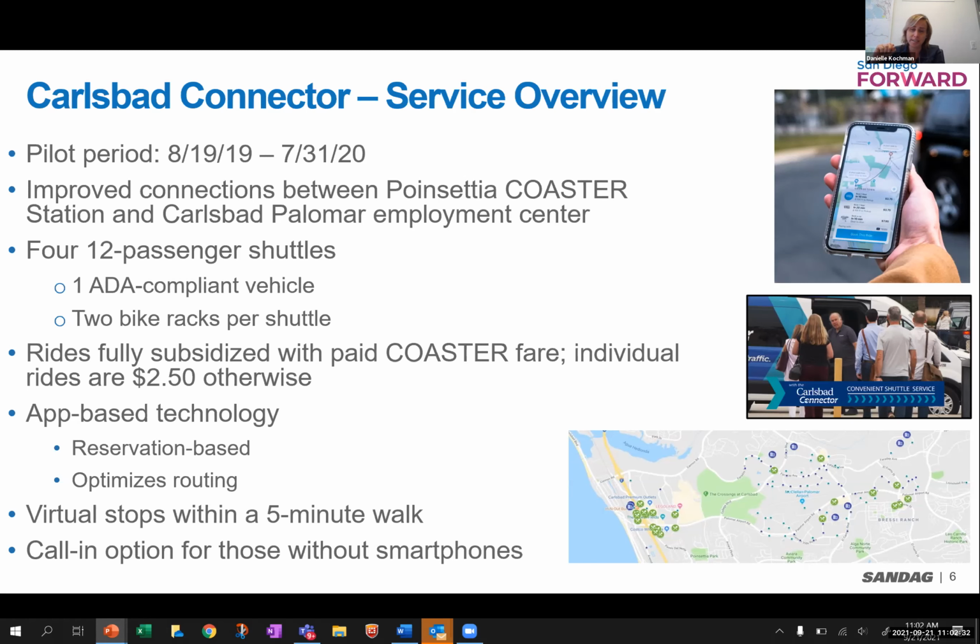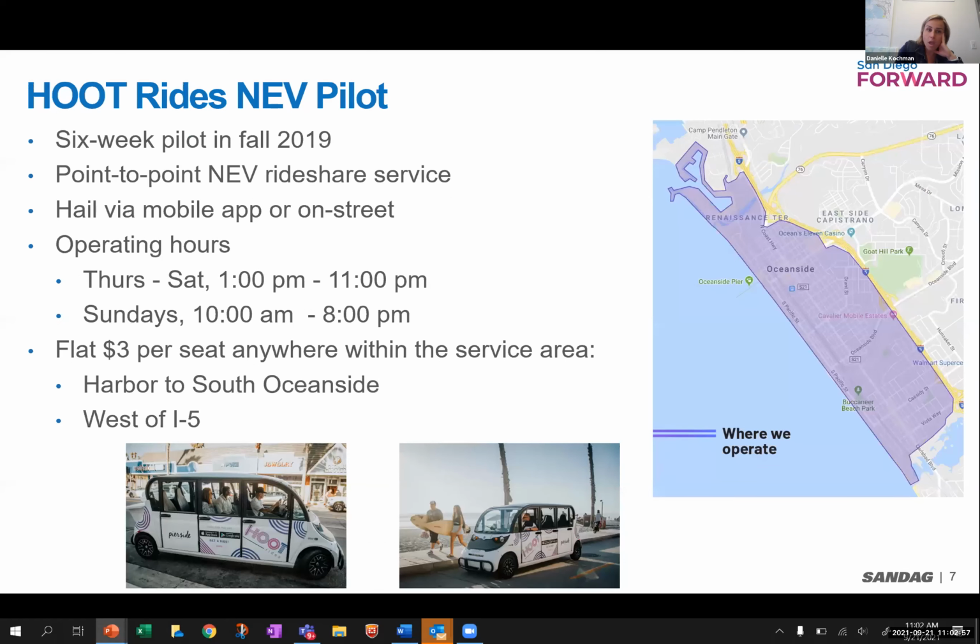So it was a very successful service, and people that used it really appreciated it. It ended in July of last year. There wasn't the ridership demand during the pandemic to sustain it, but we are working with NCTD to reinstate the service as a permanent service as ridership begins to come back and people are returning to their offices. We also worked with Ford Mobility to do a 6-week pilot in Oceanside.